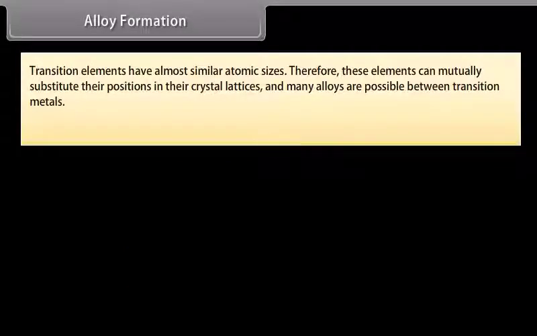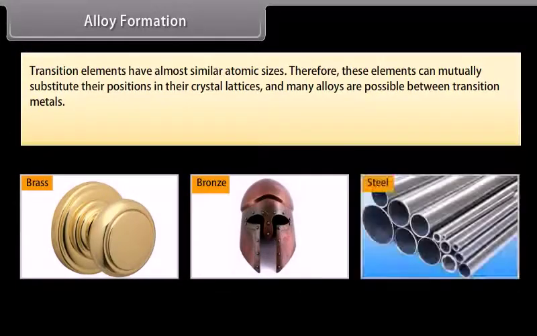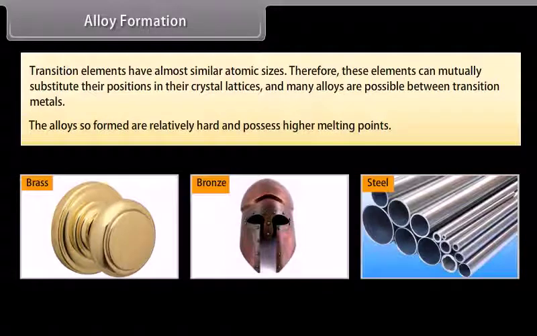Therefore, these elements can mutually substitute their positions in their crystal lattice, and many alloys are possible between transition metals. For example, brass, bronze, and various types of steel. The alloys so formed are relatively hard and possess higher melting points.